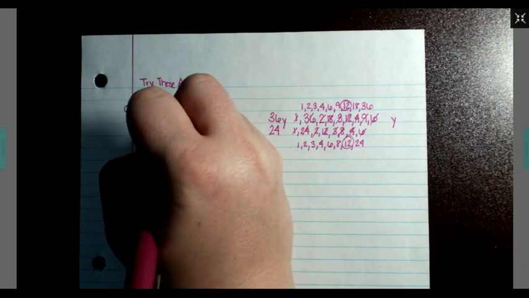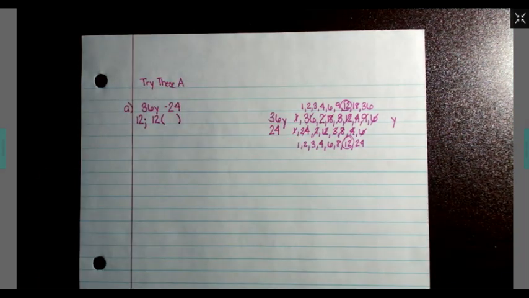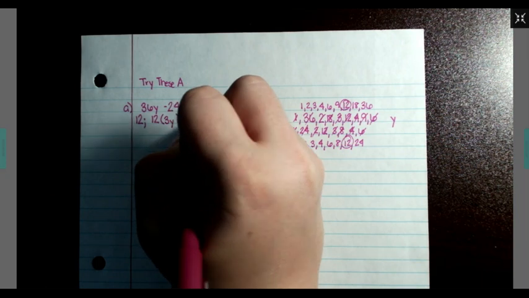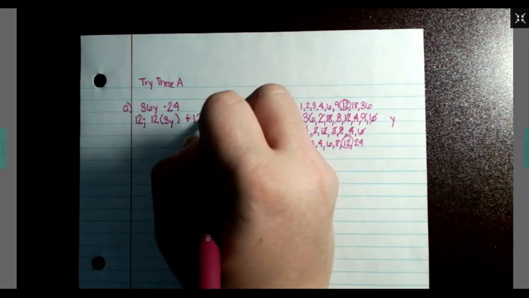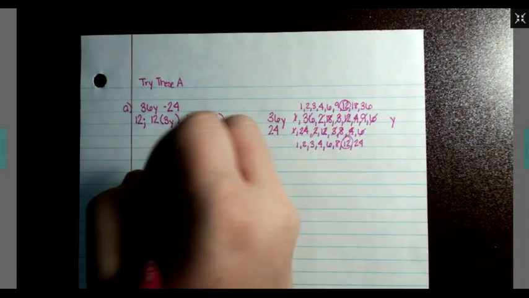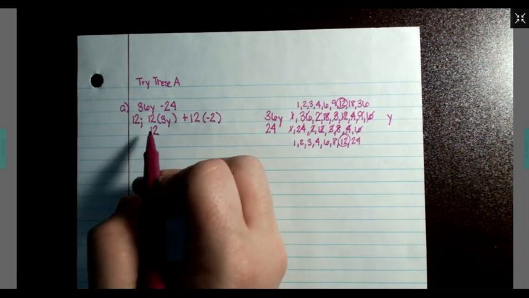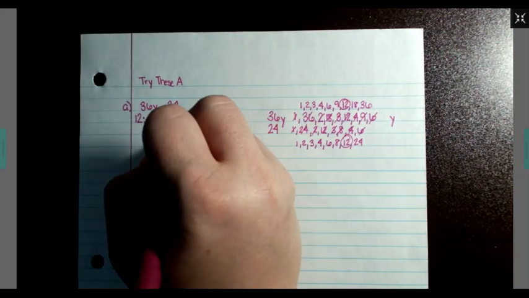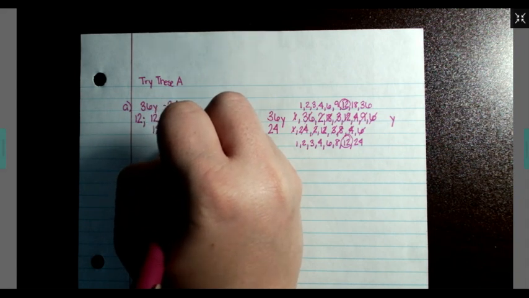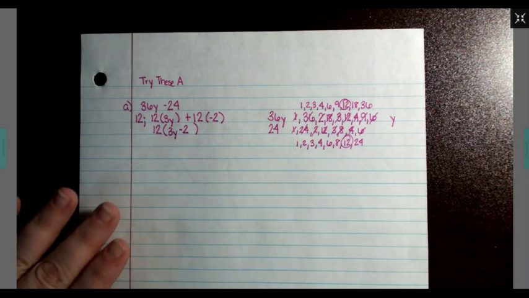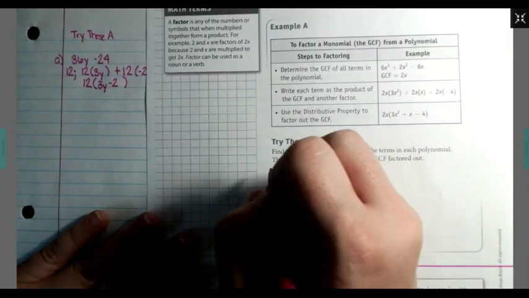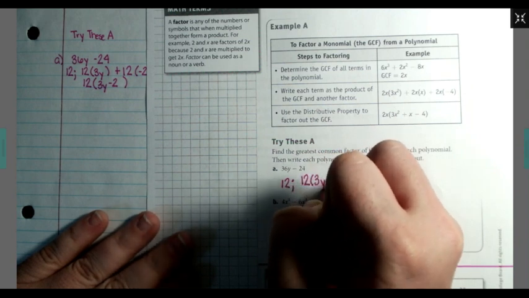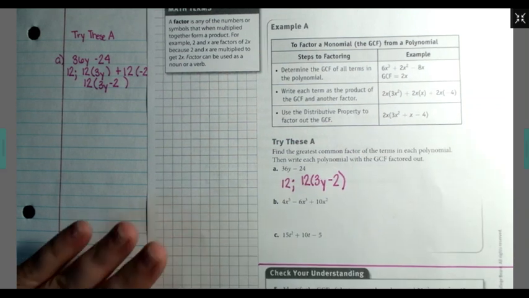Well, let me ask you, 12 times what gives me 36y? 12 times 3y. 12 times what gives me negative 24? Negative 2. So since both of them have a 12, I can write it out to the front and then combine my two factors back together. So that would be 3y minus 2. So my answer here is 12, and then we would do 12 times 3y minus 2.